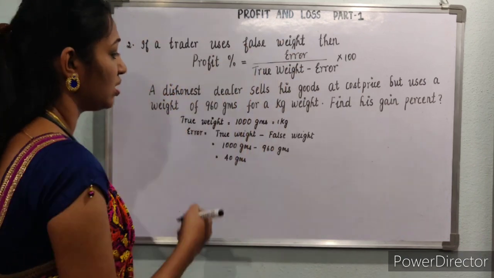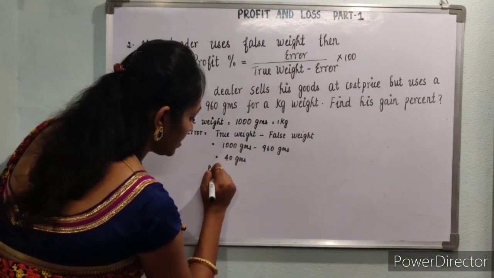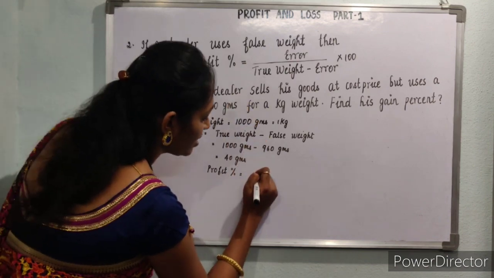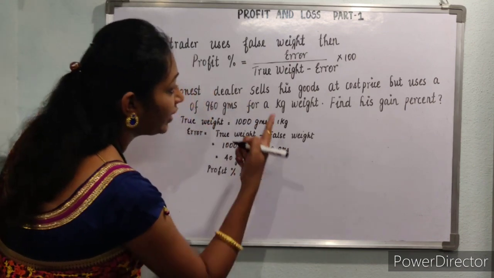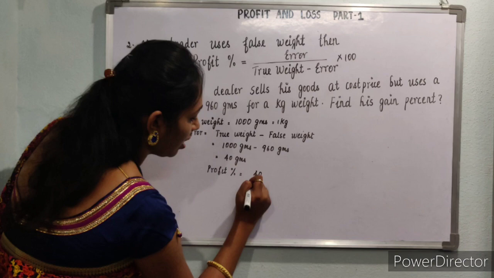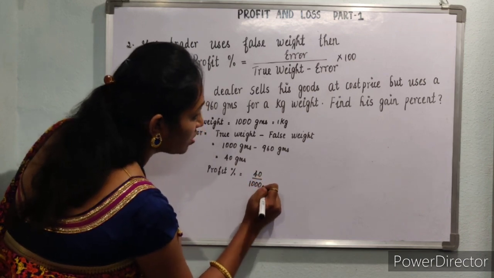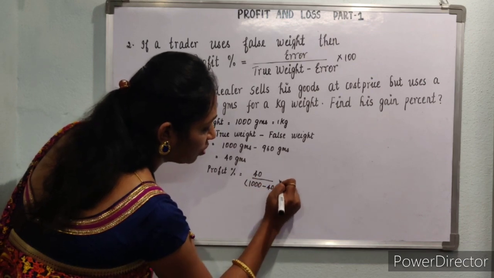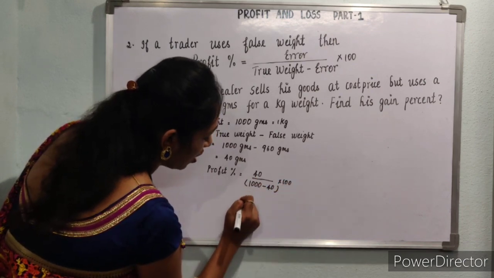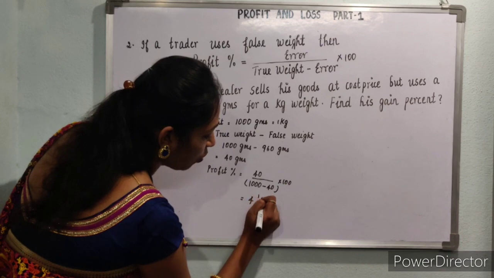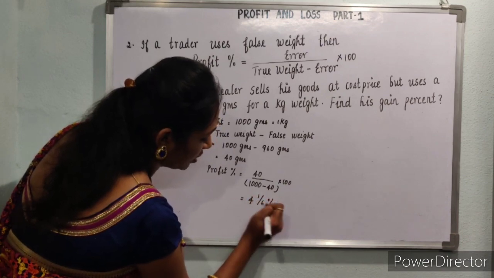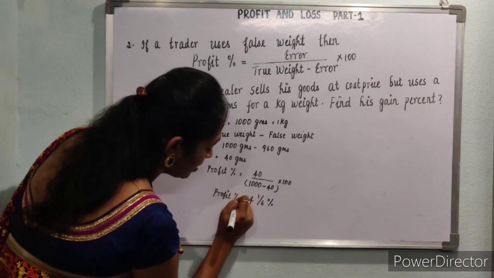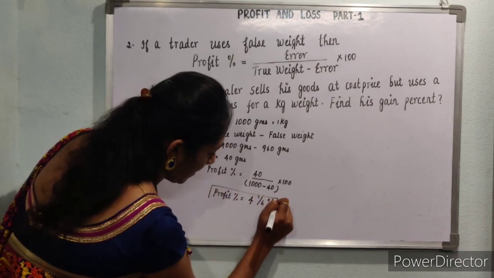Now we can substitute in this formula. So the profit percentage is error, 40, divided by true weight, 1000, minus error 40, into 100. So if you solve this, you will get 4 1 by 6 percentage. So the profit percentage is 4 1 by 6 percentage.